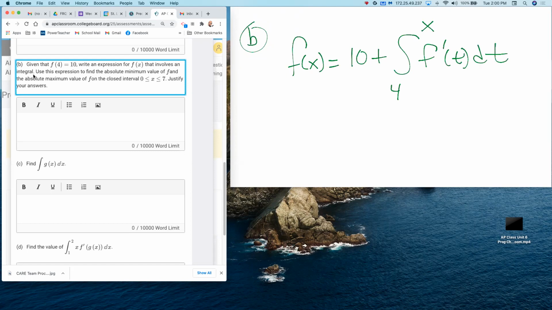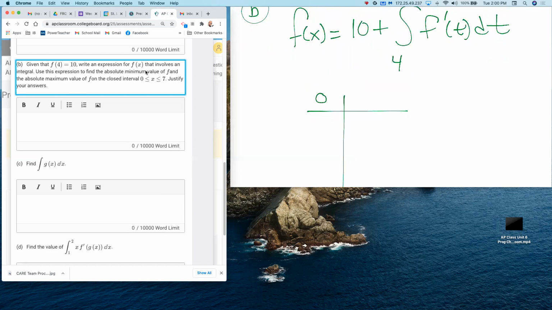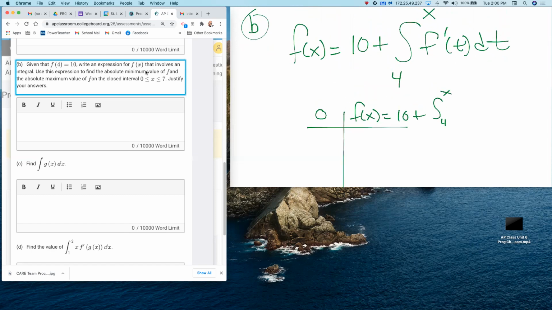We have used that equation several times. That equation is not new. We used it on Delta Math, on several assignments, because then it says use the expression to find the absolute minimum. So now you're talking about an absolute minimum. We have this function, f of x, which is 10 plus the integral from 4 to x of f prime of t dt.